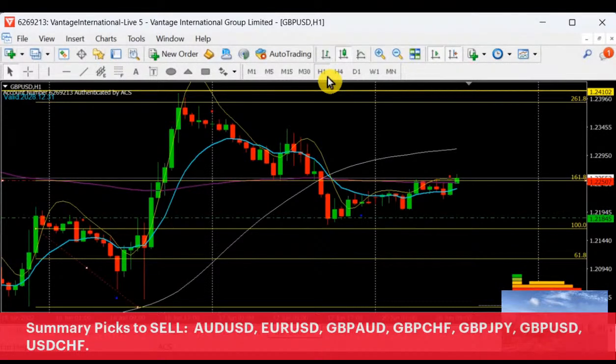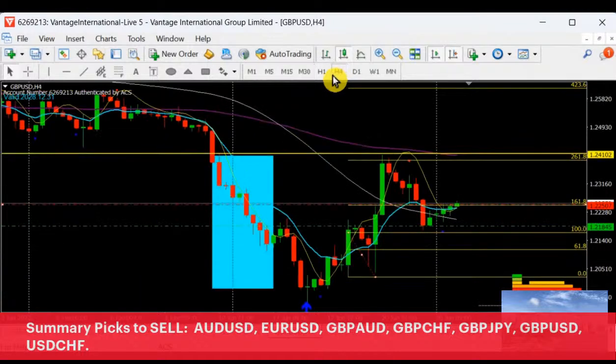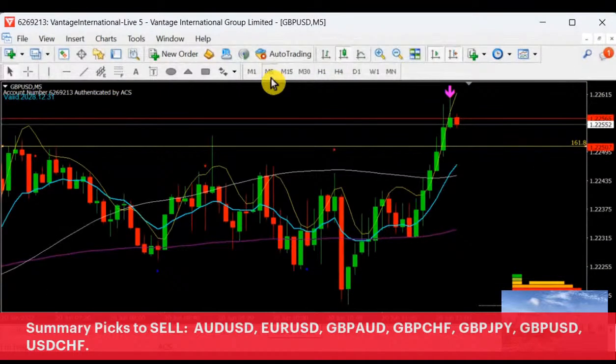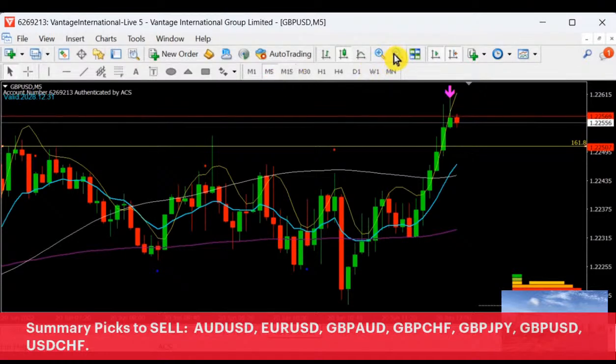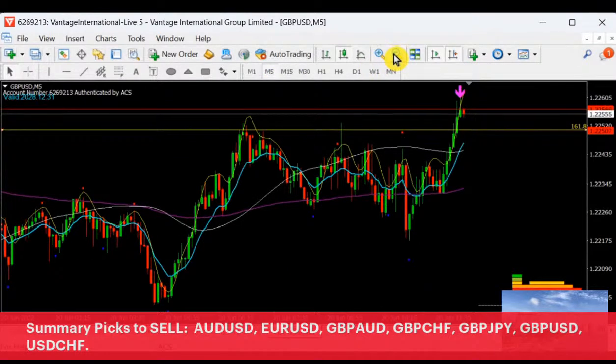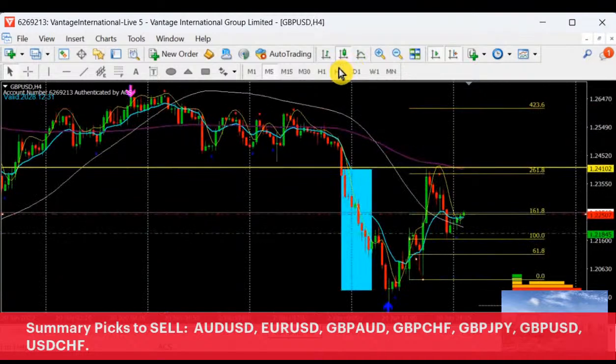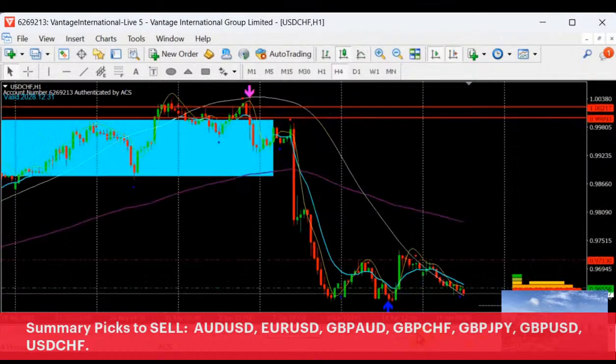So tentatively, is there a selling opportunity? I think the selling opportunity may be just a pullback. It looks like a pullback over here. Yes, that's right.